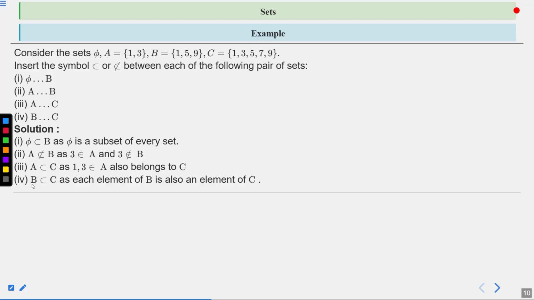Now for the fourth, B is a subset of C. Why? Very simple. 1 belongs to B, 1 also belongs to C. 5 belongs to B, 5 also belongs to C. 9 belongs to B, 9 also belongs to C. Meaning all these 3 elements from set B are also in set C. So by definition, B is a subset of C. And here we can also say that C is a superset of B. Clear?